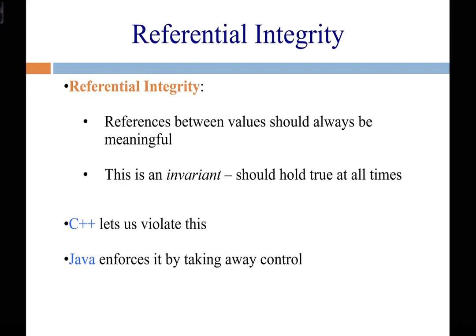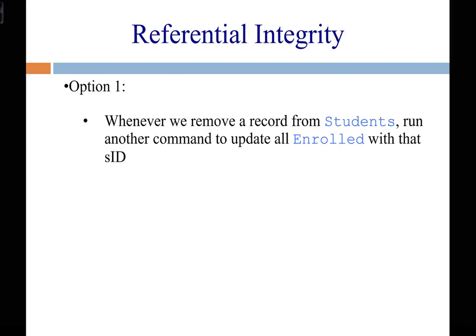So C++ lets us violate this. Java enforces referential integrity by taking away control. So Java does not have delete. Delete is essentially what let us break referential integrity. SQL might have an option, so we'll look at it. Here's one option. Still not actually SQL. We're talking about just the kind of databases in general.